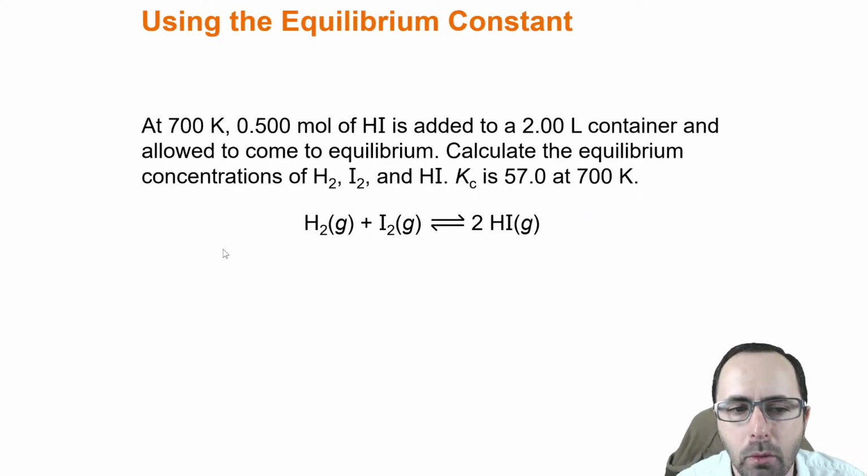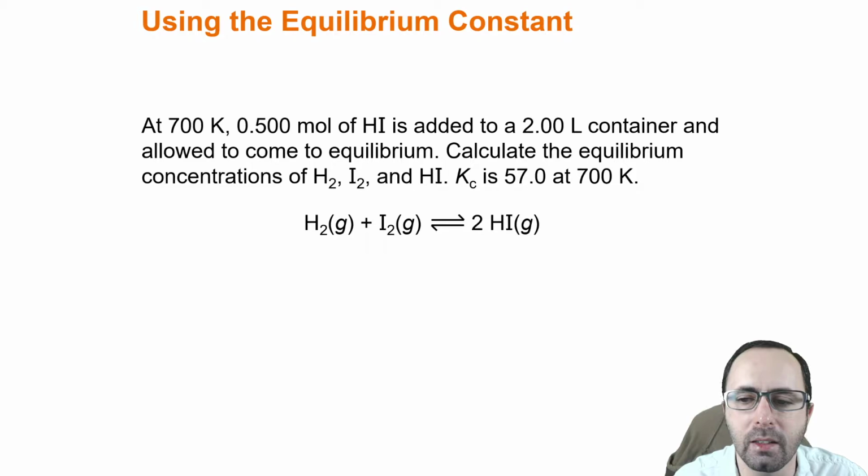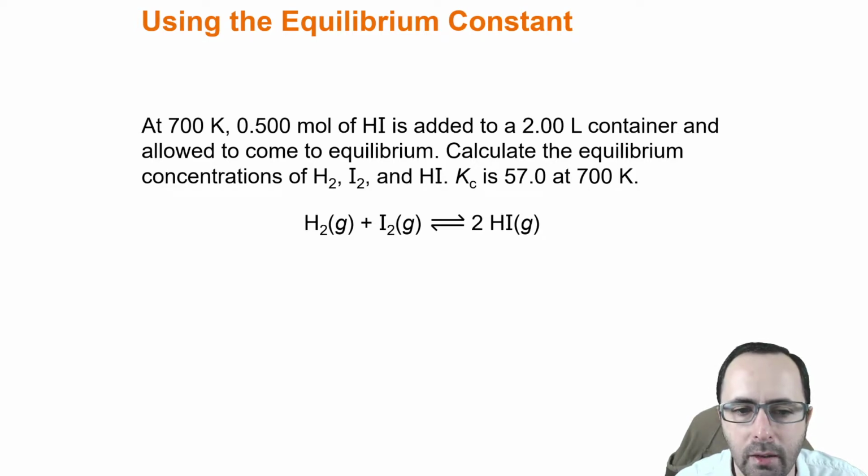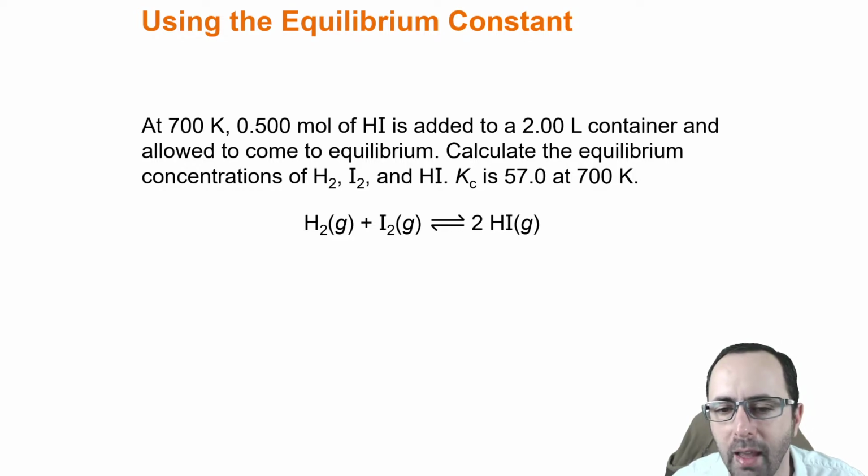So here's an example of a problem like this, where we use the equilibrium constant in order to determine the concentrations of reactants and products at equilibrium. So it says at 700 K, we've got 0.500 moles of HI, which is added to a 2-liter container and allowed to come to equilibrium. We will calculate the equilibrium concentrations of H2, I2, and HI at equilibrium. A reaction is given. H2 plus I2 is in equilibrium with 2HI, and Kc here is given as 57.0 at 700 Kelvin.